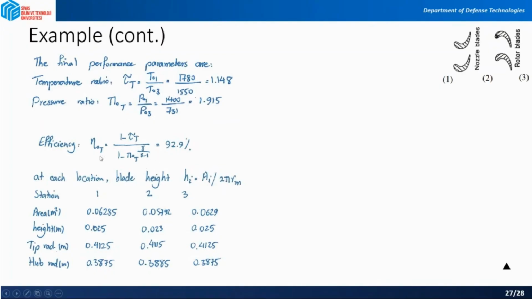These relations, you already had them in the compressor relations, but for the turbine, if you remember, you just need to switch the ideal work and the actual work. So your efficiency is equal to 92.9%. After calculating these, we just make this table for ourselves.